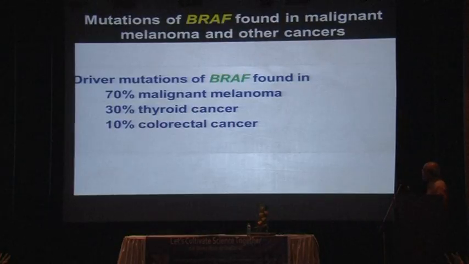We will recall the name of a gene that's called BRAF. Mutations in BRAF, DNA changes in this particular gene, are found in various cancers, predominantly in malignant melanoma, but also in other cancers. 70% of malignant melanoma has changes in this particular gene called BRAF, because of which it drives the cell to becoming melanoma, and 70% of malignant melanoma is because of driver mutations in BRAF. Mutations in BRAF are also associated with 30% of thyroid cancer and 10% of colorectal cancer.